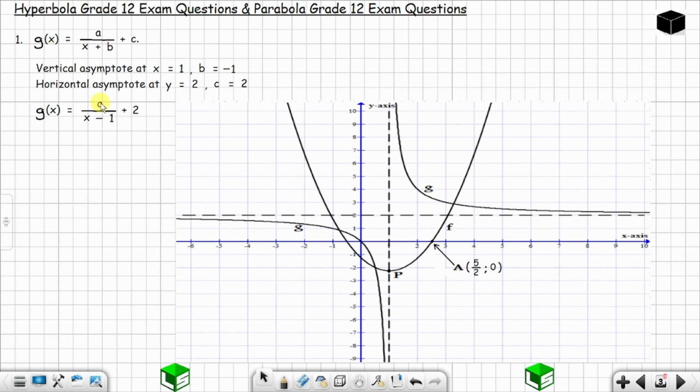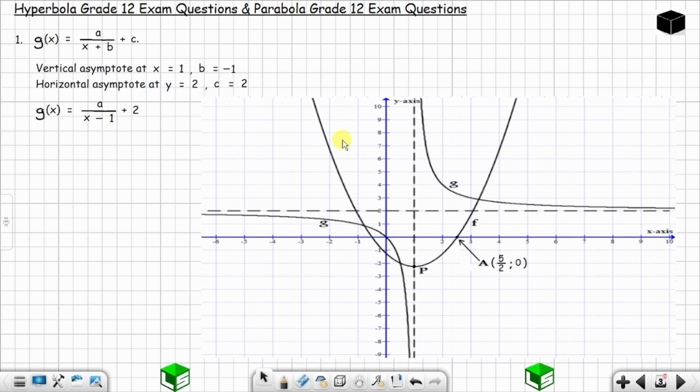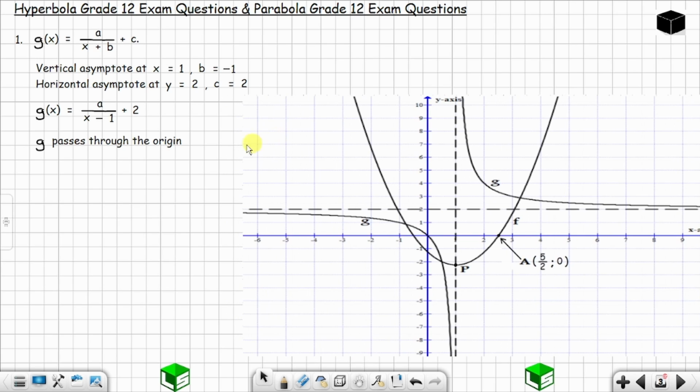We need to get the value of a. We are going to use a point on the graph of g to solve for a. When you read the information, you are told that g passes through the origin. Because it passes through the origin, you have this point which is on the graph of g. You can use this point to solve for a.